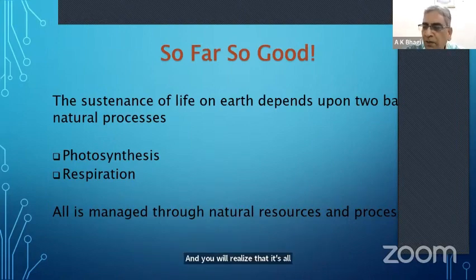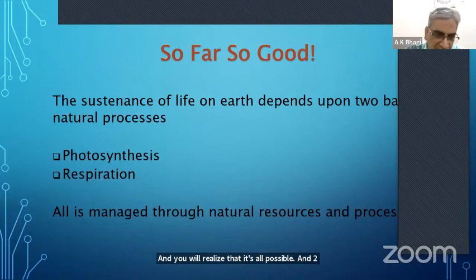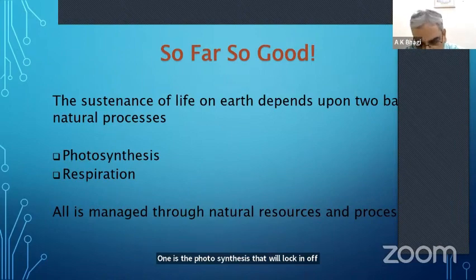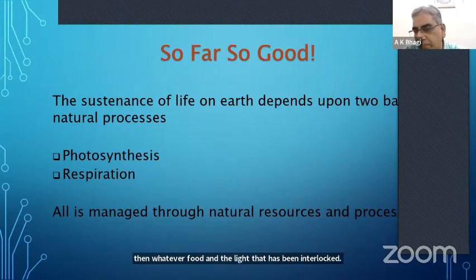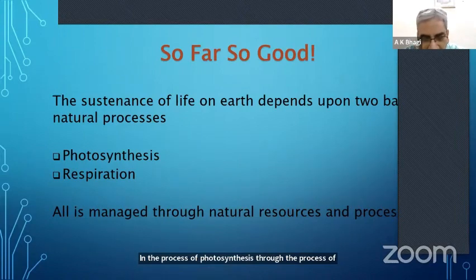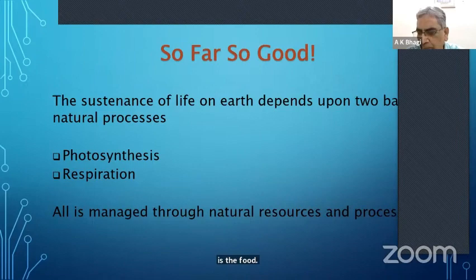And two natural phenomena are considered to be the most essential. One is photosynthesis, that means locking in the sun's light, the energy source, making food available for the biosphere to survive. And then whatever food and light has been interlocked in the process of photosynthesis, through the process of respiration, it is being used as a source of energy. That means the food.